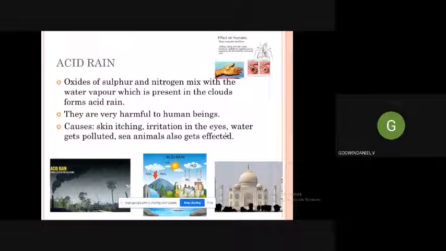In human effects also, acid rain causes skin irritation. When we breathe in that air, it goes into the lungs and may cause problems like nasal problems or some tumors. It may lead to lots of diseases, and it may also make us lose our eyes.